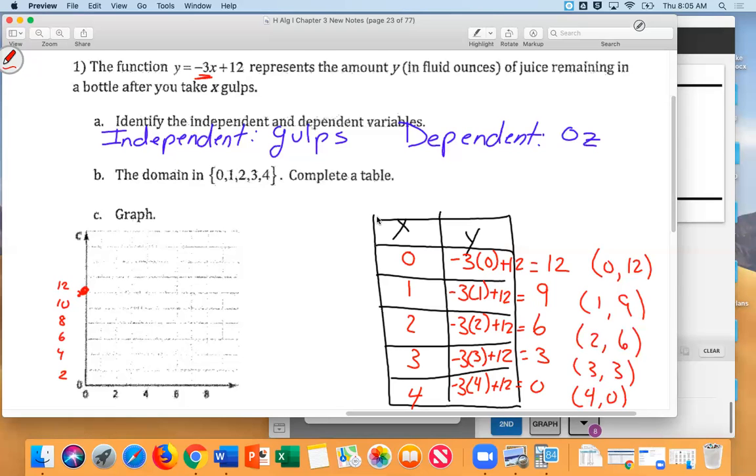1, 9. 2, 6. 3, 3. 4, 0. Now, this should be a line. Does that look like a line? Yeah. And I can connect them.